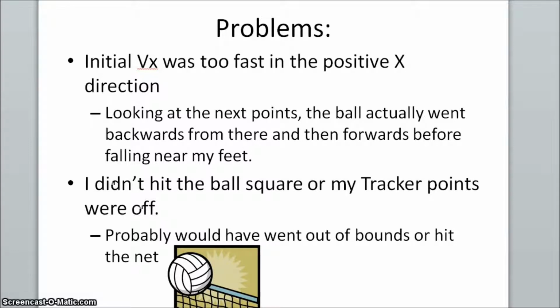I have two assumptions of why these problems exist. One is the initial velocity in the x direction that I determined was too fast in the positive x direction. Looking at the points, the ball actually went backwards from where I hit it and then forwards before falling near my feet. This was not captured in the modeled data. This is probably because I didn't hit the ball square and my tracker points might have been a little off when the ball was first hit. In other words, this probably would have gone out of bounds or hit the net.